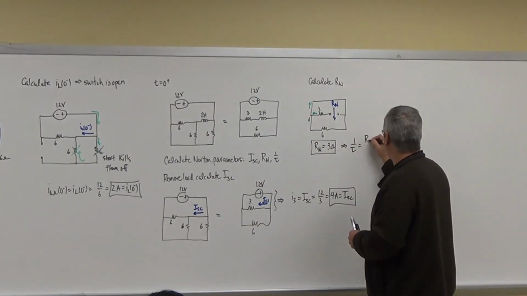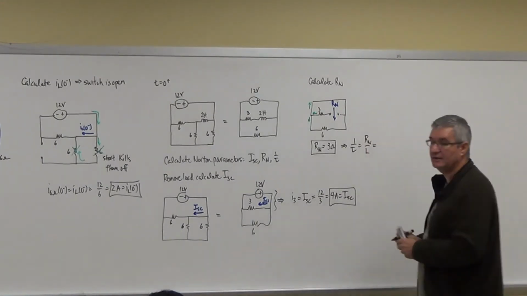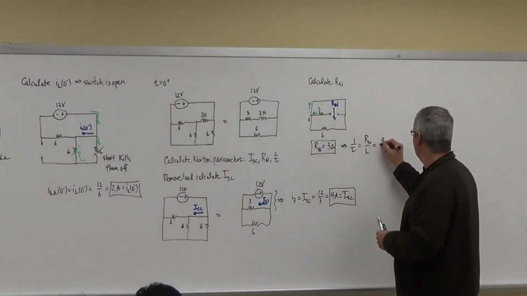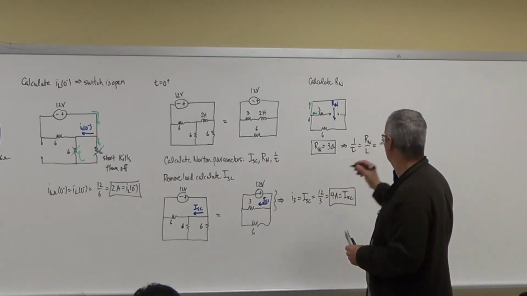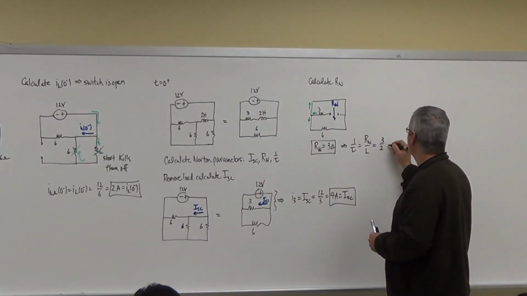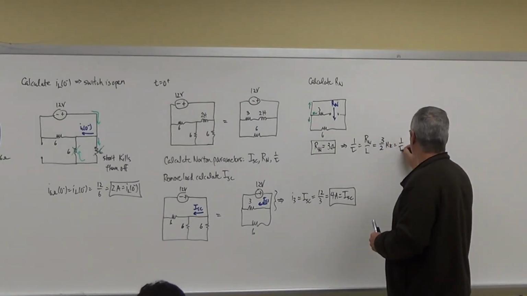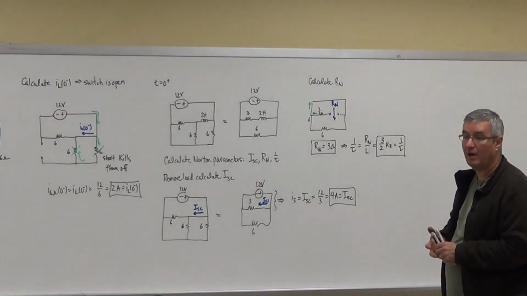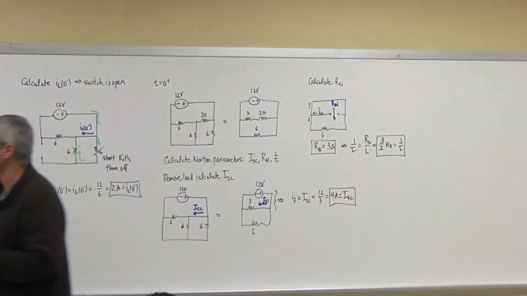So if I now have 3 ohms, then 1 over tau has to be what? Rn over L. Is this an inductor? Yes. It has to look like this. So Rn is 3, and L is 2. So that will be 3 over 2 hertz. Then I have tau right here. Now I'm going to write up the solution. What does it look like?